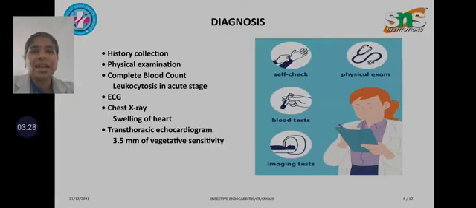And diagnosis is also done. History is collected, physical examination is completed, and a complete blood count shows leukocytosis in the acute stage. ECG is also done, tachypnea was noted in all the chest leads, and chest X-ray also done, showing swelling of the heart. Transthoracic echocardiogram shows 3.5 mm of vegetation on the posterior mitral leaflet.